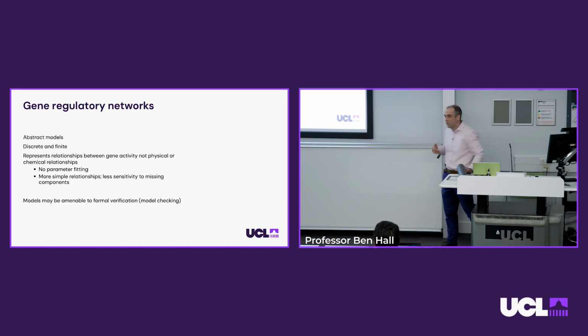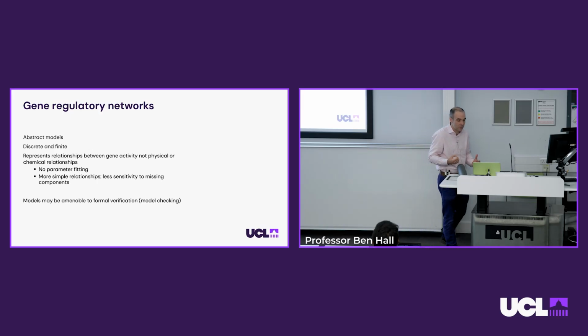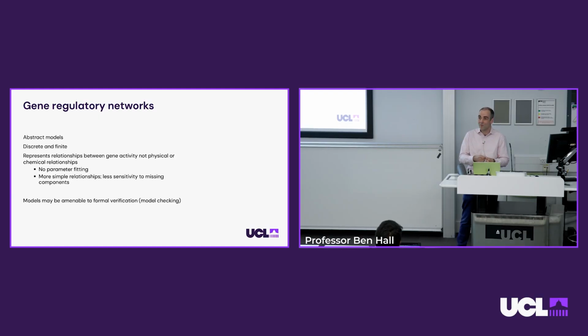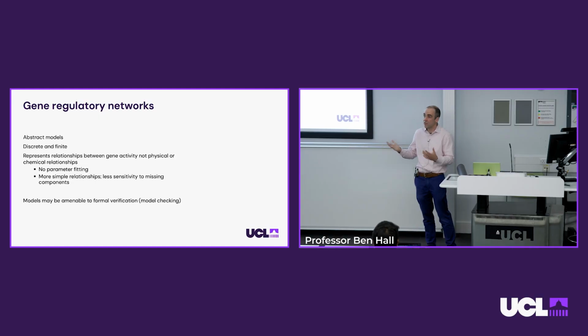So this enables a type of modeling known as gene regulatory networks, or logical models, or executable models. These models are derived from the field of computer science rather than the fields of conventional mathematics and physics, and they're highly abstract. They're discrete and they're finite. So a classic example of this would be a Boolean network, where every gene in the network has its activity represented by a 0 or a 1.